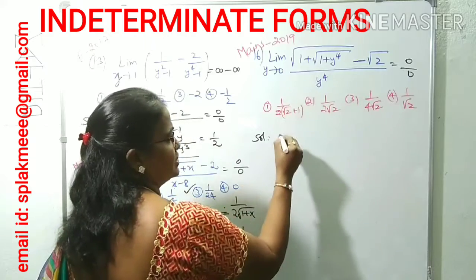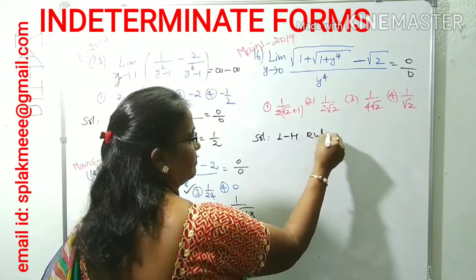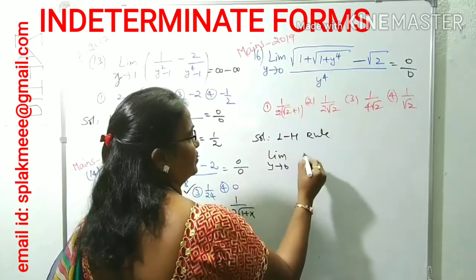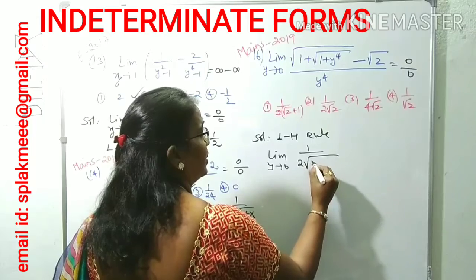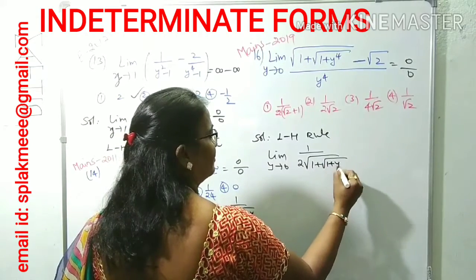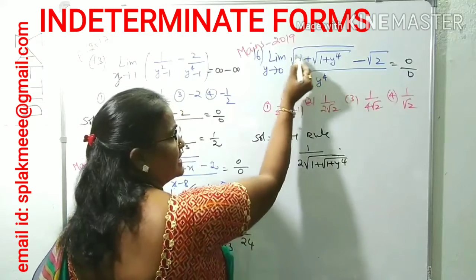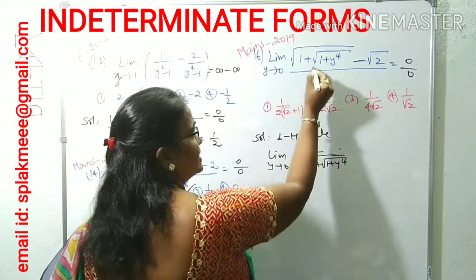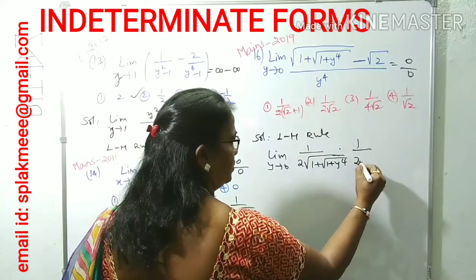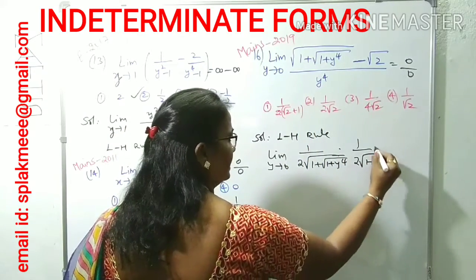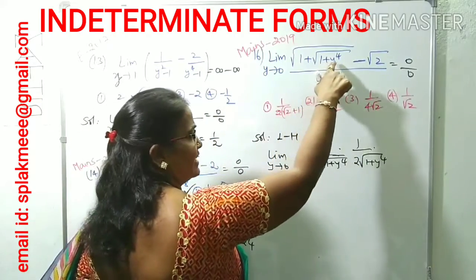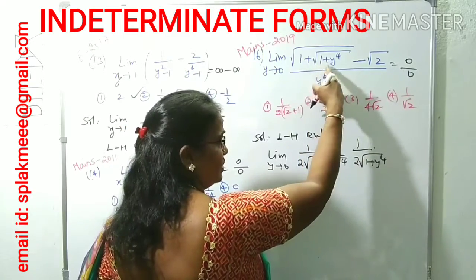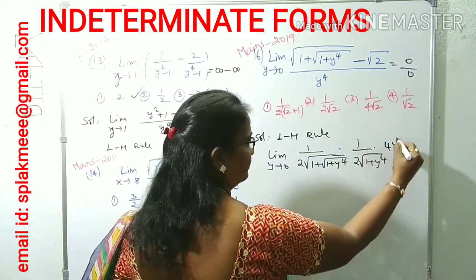Now use L'H rule. Limit y tends to 0. Again root function here: 1 by 2 root 1 plus root over 1 plus y power 4. Internally what is there? This derivative you have to do. Derivative of 1 is 0, it is in the form of root x, that is 1 by 2 root 1 plus y power 4, into again the derivative of 1 plus y power 4. Derivative of 1 is 0, y power 4 derivative is 4y cube.